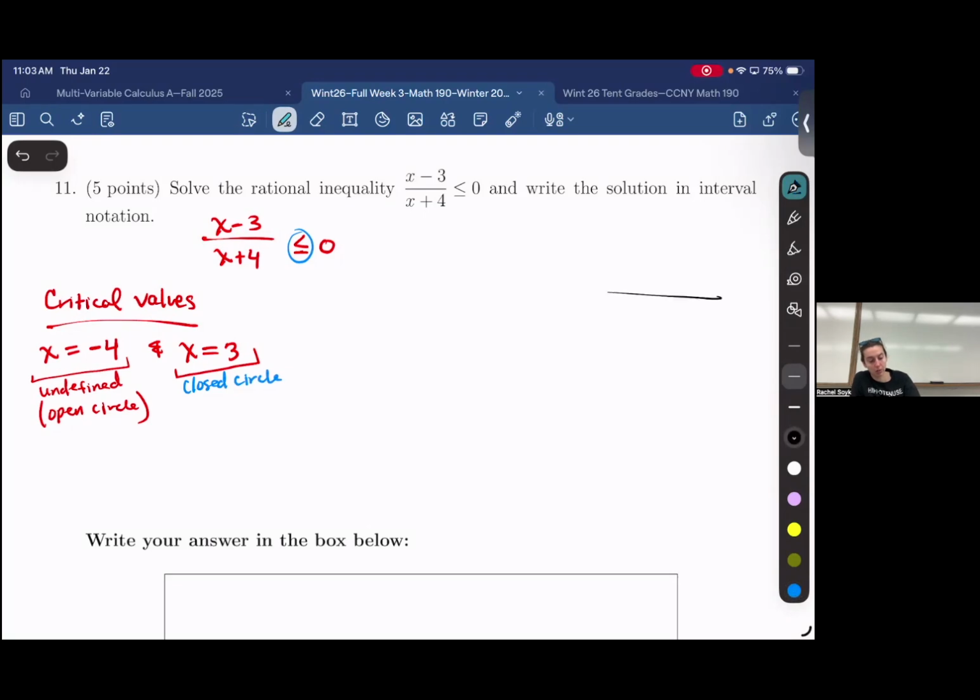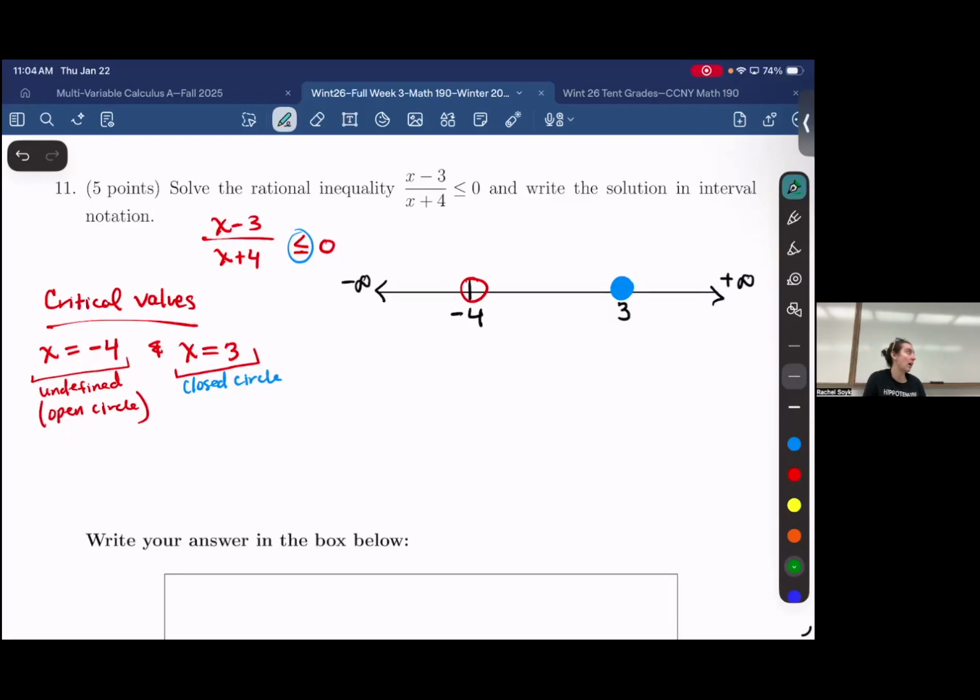Now let's create our number line from negative infinity to positive infinity. Let's put in our critical values, -4 and 3. At -4, it's going to be an open circle. At +3, it's going to be a closed circle. And now let's choose some test values.